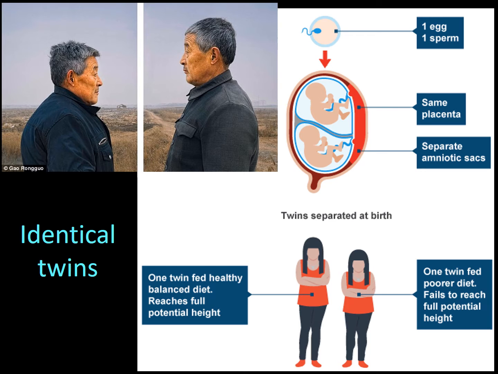Differences in phenotype among identical twins who share all the same DNA can also result from differences in the way the placenta delivers nutrients in the womb and a variety of other factors.